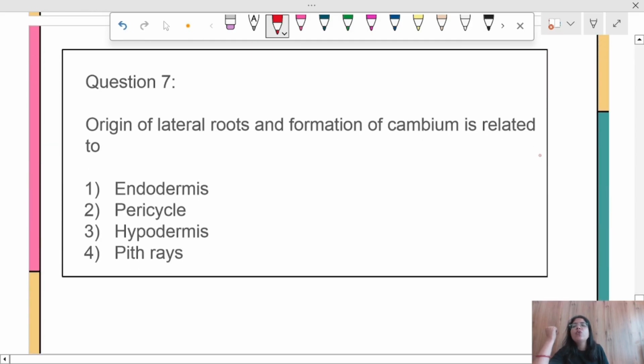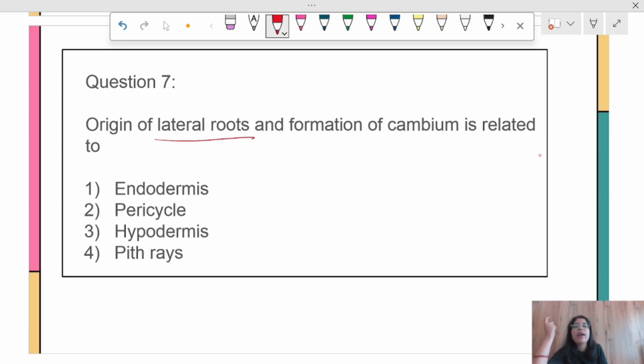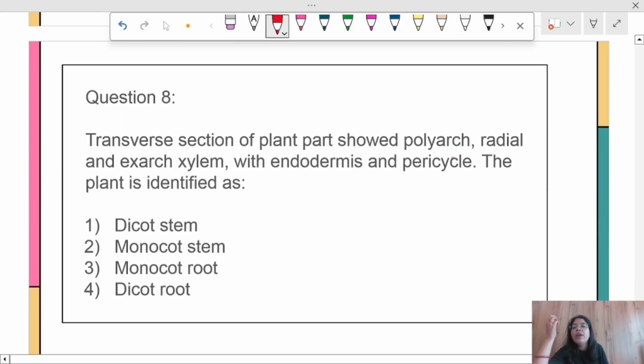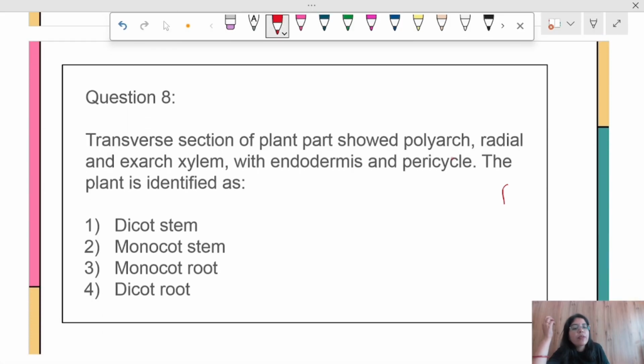Now, origin of lateral roots and formation of cambium is related to. Okay, so you will give me the answer. I have repeated this many times. In the root, there is one layer which is responsible for making lateral roots as well as cambium, that is called pericycle, right?